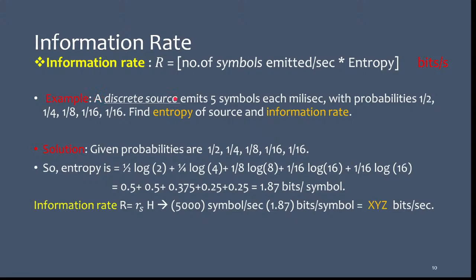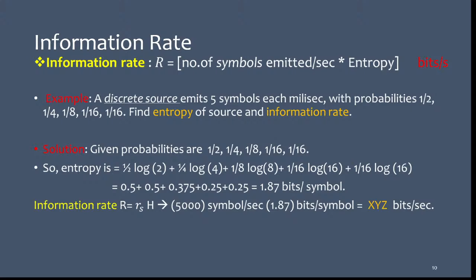A discrete source emits 5 symbols each millisecond with the probabilities 1 by 2, 1 by 4, 1 by 8, 1 by 16 and 1 by 16. So 5 symbols are given and their probabilities are mentioned here. And one more piece of information is given, that 5 symbols are emitted each millisecond. Then first we need to find the entropy and then we find the information rate. So to find the entropy, the minimum data required is the probability.